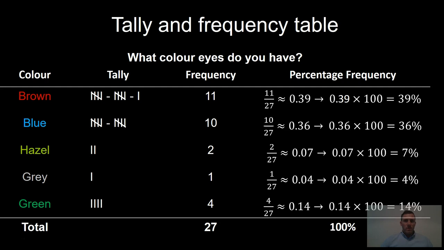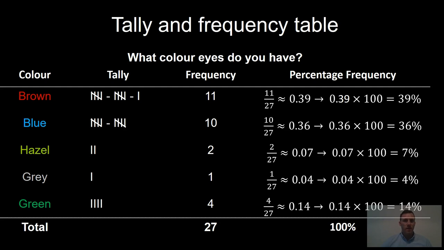So the medical research organisation collected the eye colour information from a sample of their patients and recorded the data in a tally and frequency table. A tally and frequency table, sometimes referred to as a summary table, includes a tally column, a frequency column, and sometimes a percentage frequency column where the rows are the categories. In our example here, the rows are the colours of the patient's eyes.